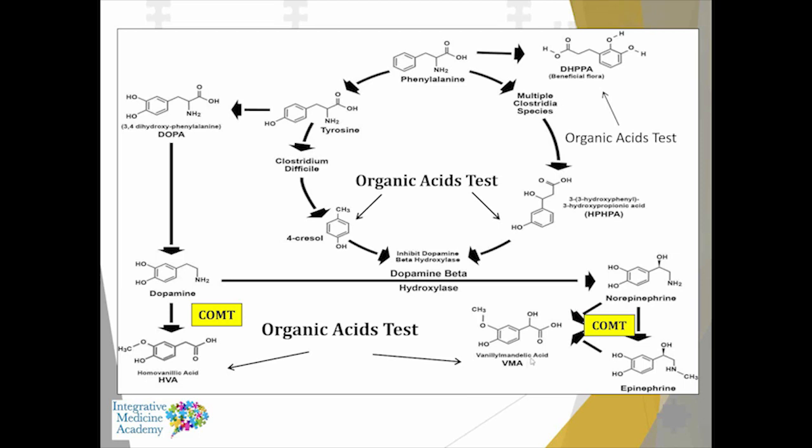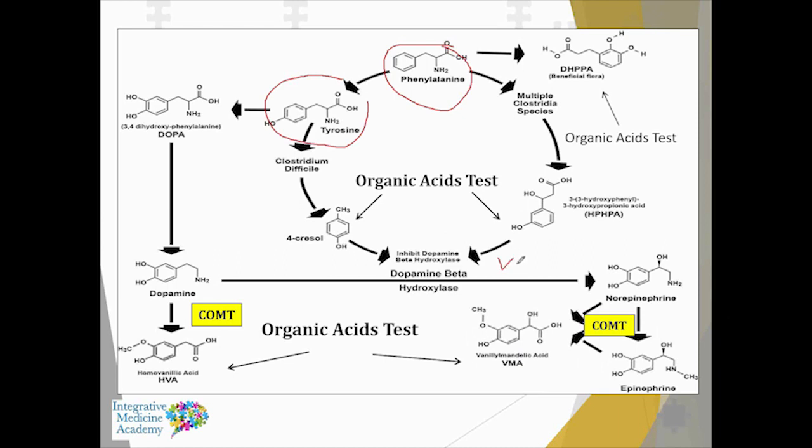So what could cause low VMA? Well, a couple of scenarios. As stated before, you might see low VMA if you've got Clostridia, which is inhibiting that enzyme and not allowing dopamine to convert. You could also have a polymorphism in your COMT, where we're not able to convert epinephrine and norepinephrine to VMA. That might cause the VMA levels to go down. Theoretically, if you were really deficient in some of these amino acids, that might be enough to cause a low VMA.